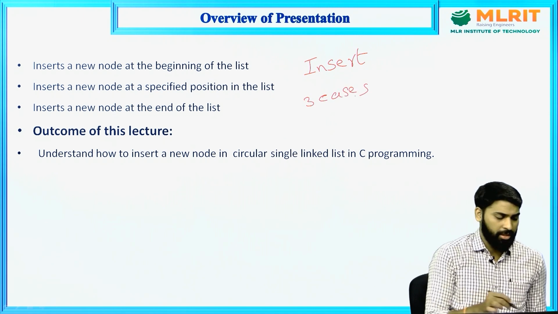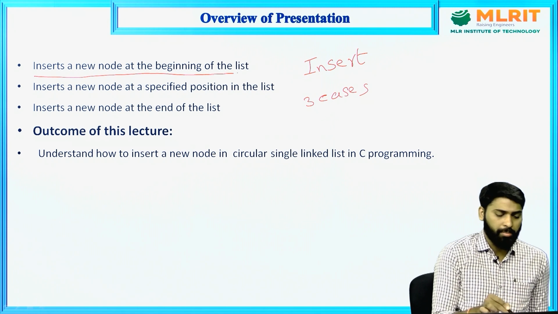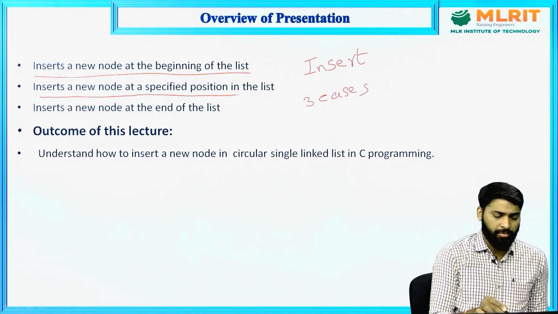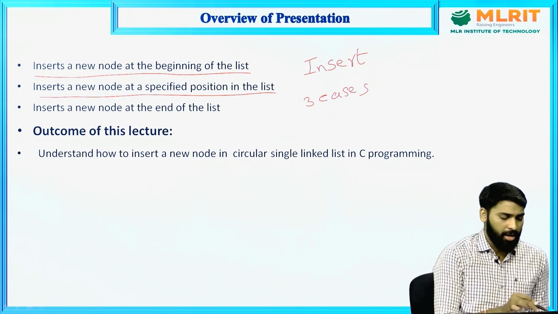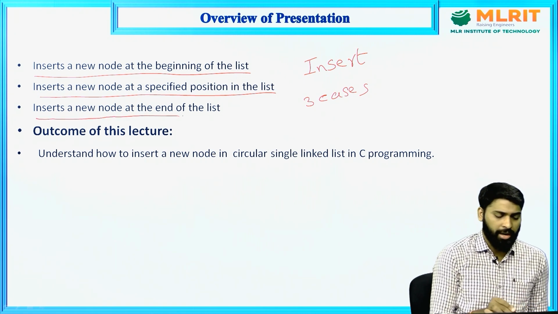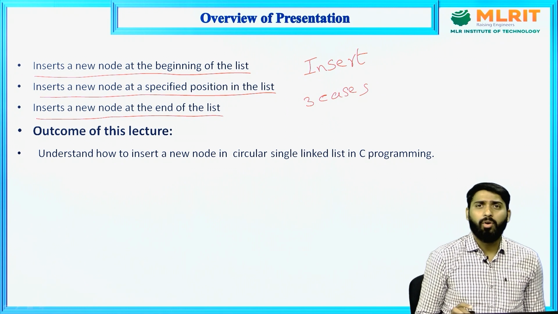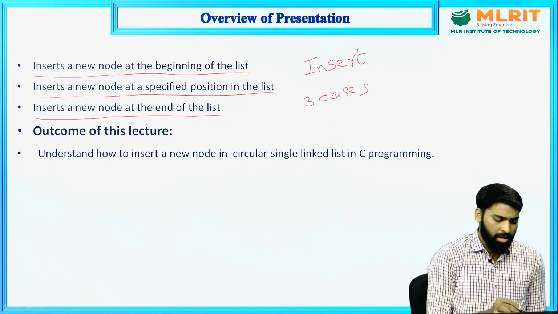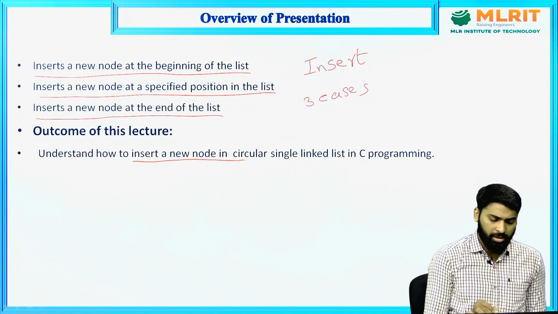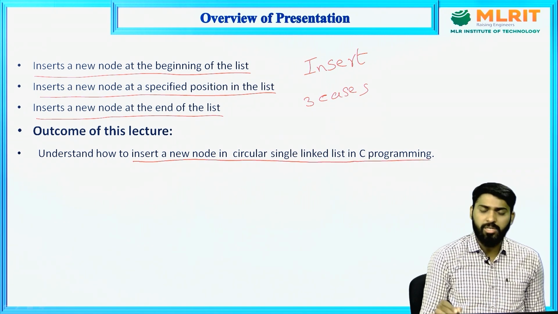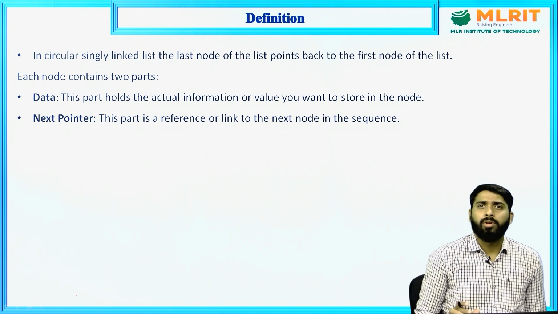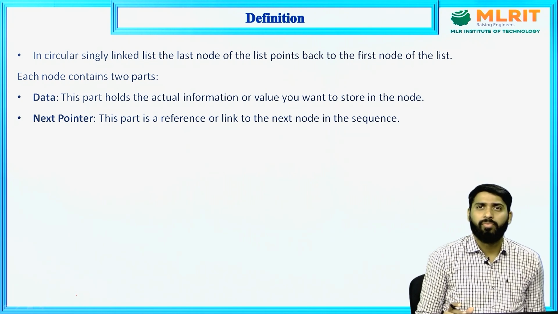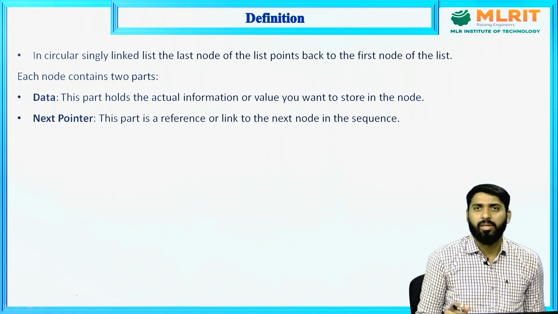One is insert a new node at the beginning of the list, insert a new node at the specified position in the list, and insert a new node at the end of the list. At the end of this lecture, you will understand how to insert a new node in circular single linked list in C programming. Before discussing the insertion function, first we see the definition of circular single linked list.